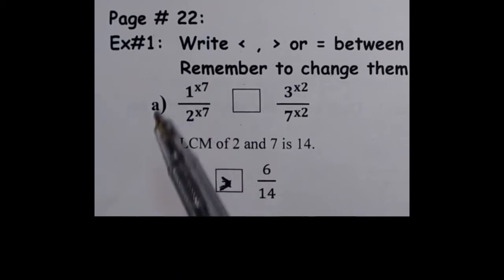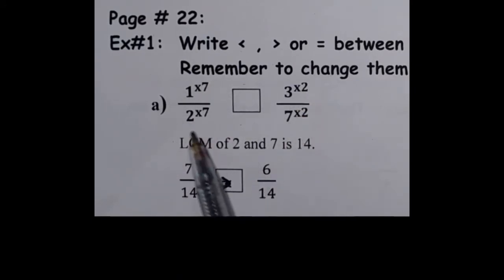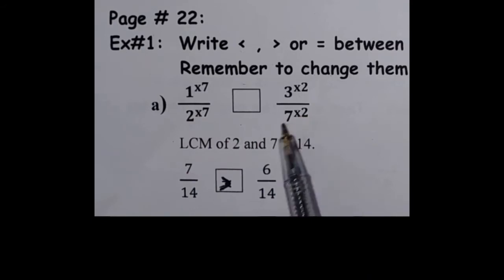Now we have 1 upon 2 and 3 upon 7. Firstly we will take the LCM of the denominators, that is 2 and 7. LCM means least common multiple, and we know that 14 is the LCM of 2 and 7. 7 times 2 is 14 and 2 times 7 is 14, so 14 is the LCM of 2 and 7.